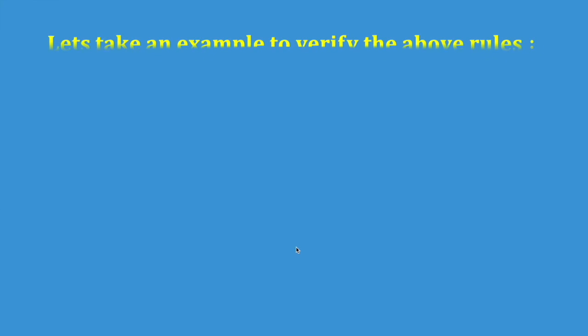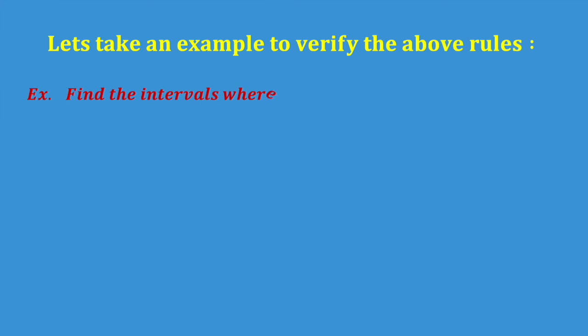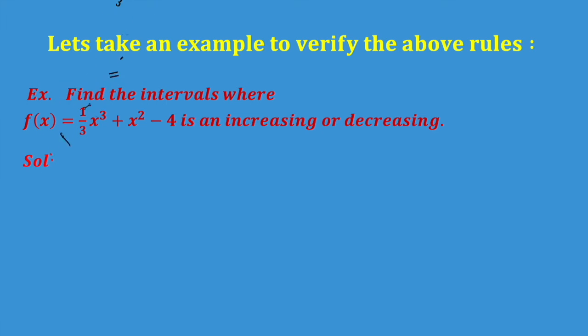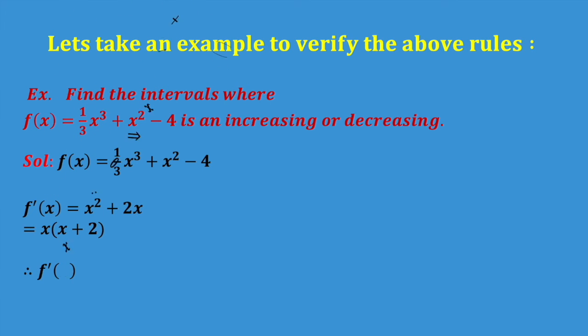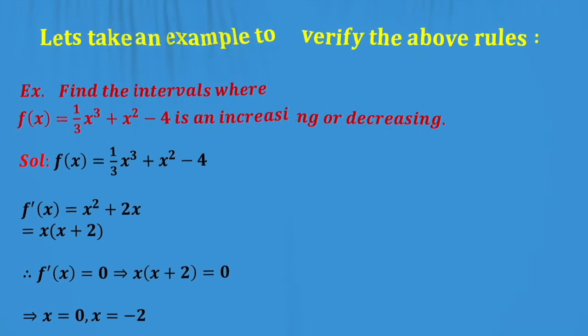Let's take one example to verify the rules above. Consider f(x) equals 1/3 x cubed plus x squared minus 4. Is it an increasing or decreasing curve, or what are the intervals for this curve where it's increasing or decreasing? Find the gradient, which is x squared plus 2x. Factorize: x into (x plus 2). Equate to 0, and x equals 0 and x equals negative 2 are the two boundaries where we will see the behavior of the curve.